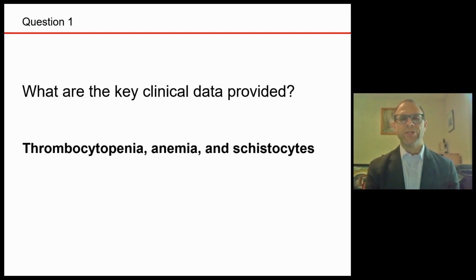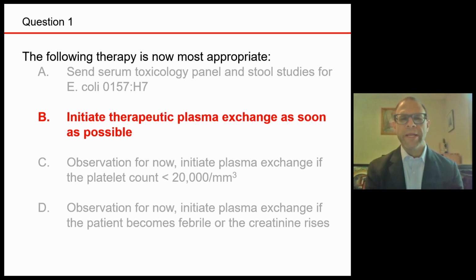So the key to this question is to find combinations that trigger possible diagnoses and then treatment plans. And in this situation, we have thrombocytopenia with anemia and schistocytes on a smear. The schistocytes being the hallmark for microangiopathic hemolytic anemia. Therefore, the right answer would be to start plasma exchange as soon as possible, recognizing that this patient possibly has TTP.